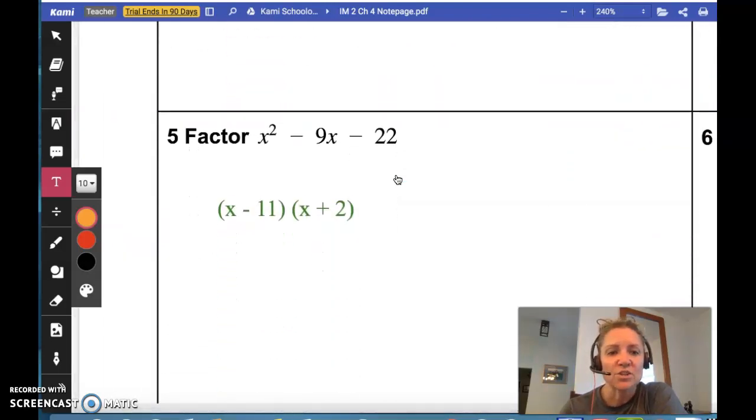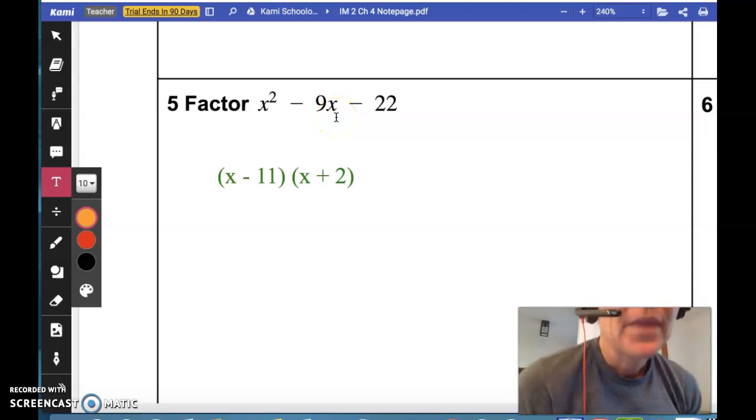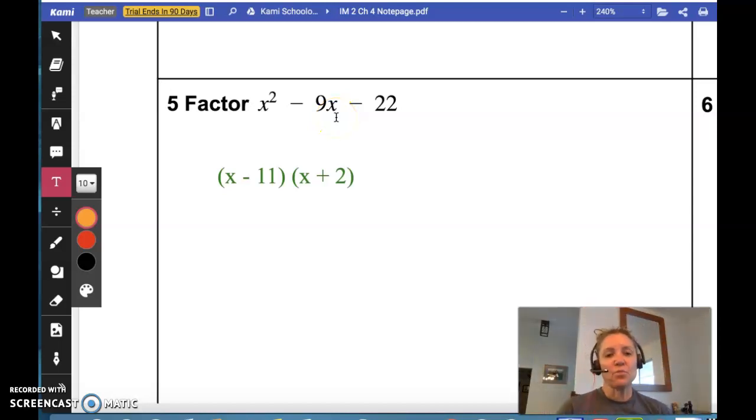All right, jumping down to question number 5, we have x squared minus 9x minus 22. There's no GCF, and 22 is definitely not a perfect square. So we're going to use easy factoring on this one. And so you have to look and see what's going to multiply to get negative 22, and add or subtract to get negative 9x. And the only factors I could think of were 11 and 2.